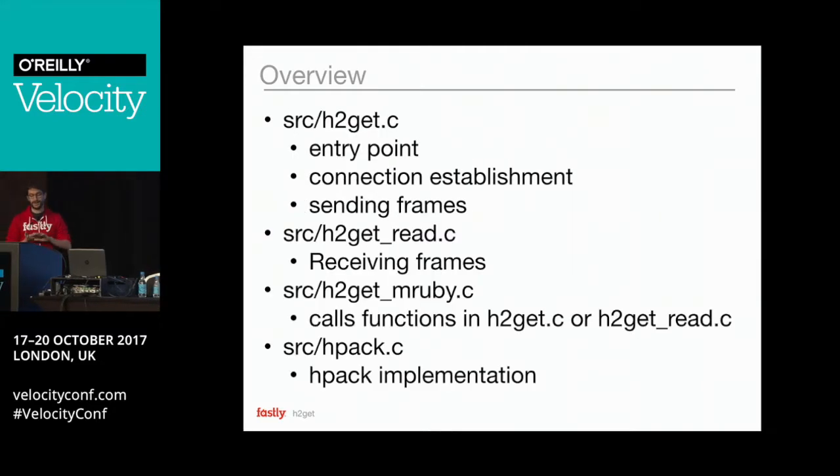So there are like 4 files of interest. The main entry point, h2get.c, that does the connection establishment, and there's all the code that writes the frames into the wire. There's the h2get_read.c, where you read the frame and build the frame object. Then there's the mruby glue in a separate file. And finally, there's the HPACK implementation.